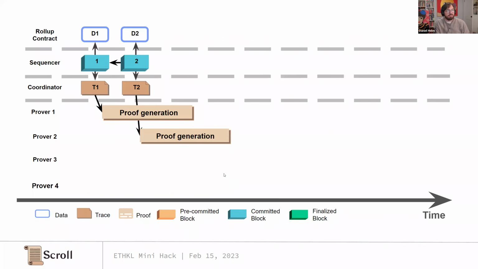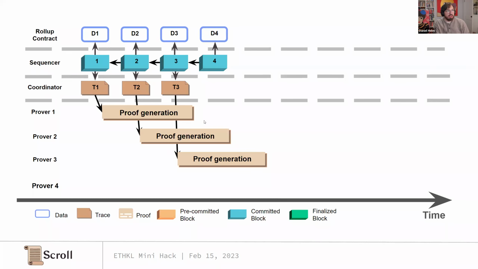Okay, so next we have block 2. It gets committed on chain. We get the trace. It gets passed off to prover number 2. And prover number 1 is still doing proof generation for batch 1, but it's okay. It doesn't matter. These things can happen fully in parallel because we know the sequence of events on the rollup contract. And prover 2 could finish generation before prover 1. It doesn't actually matter. All right, so now we've got batch 3, we've got batch 4, and then something maybe more interesting happens.